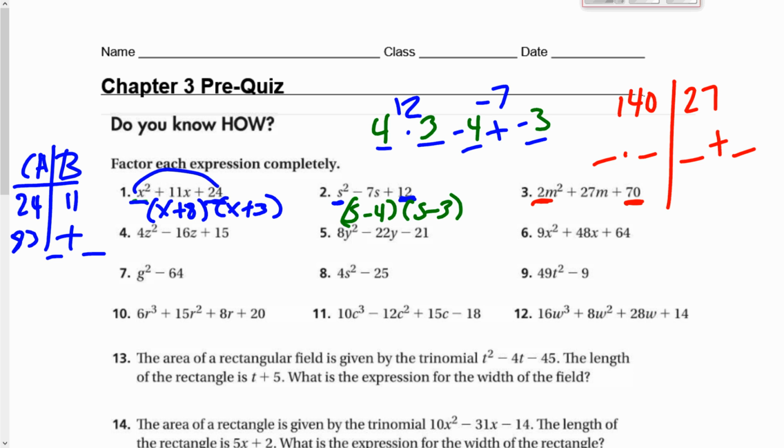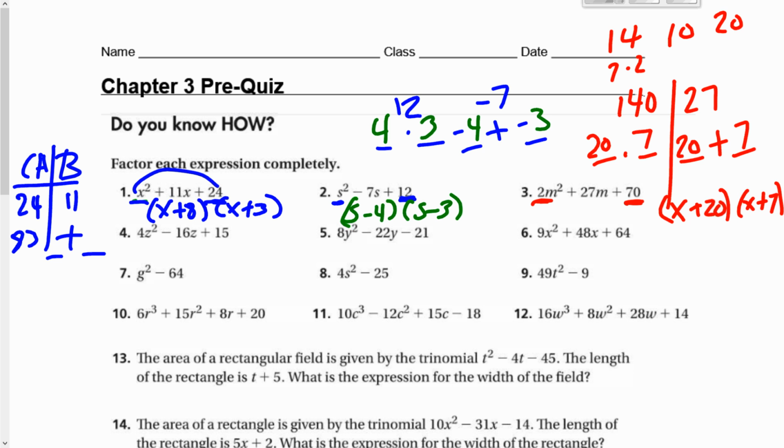Okay, so 14 and 10 doesn't work, but if I rewrite 14 and 10 and turn this into a 7 and 2, and 2 times 10 would be 20, so 20 and 7. So 20 and 7 multiply to 140, and 20 plus 7 equals 27. So here's a little bit more work. So I have the x plus 20 and the x plus 7, but since I multiplied by my a, which was 2, now I have to divide by my a too.